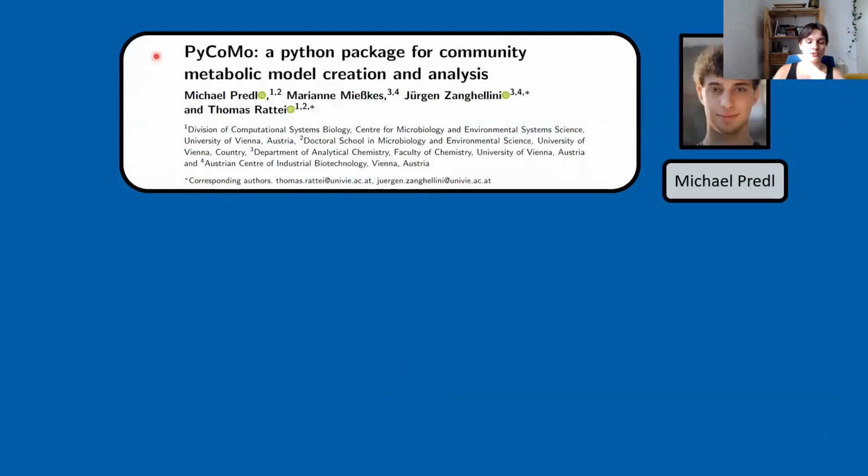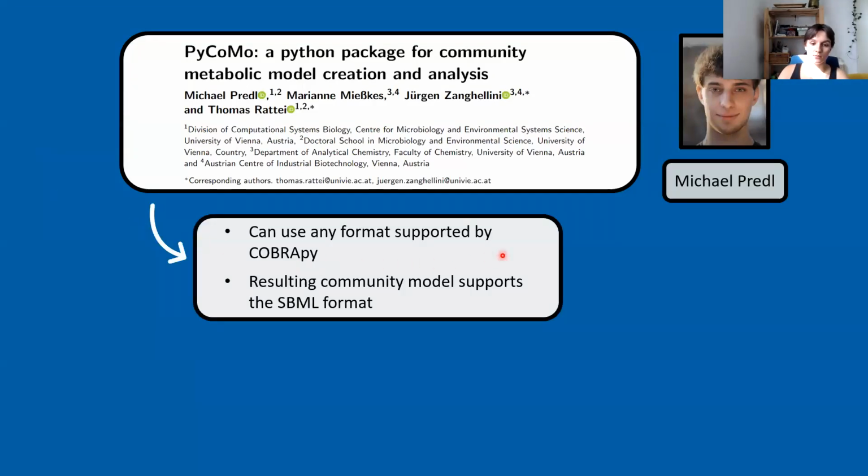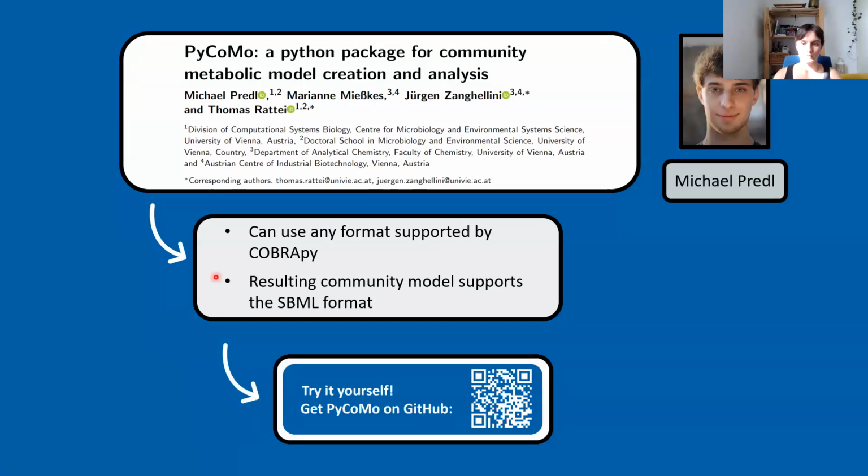Now, I want to briefly mention the PyCoMu tool, which is a Python package that can do all of this, what I just mentioned. It can assemble the community, and it helps very much in calculating the community composition space. It can use any format supported by CopaPy as an input file, and the resulting community model supports the SBML format, and therefore you can use it as you would use any other metabolic model. It is currently on GitHub. You can try it out yourself, play around with different metabolic models and see what happens.